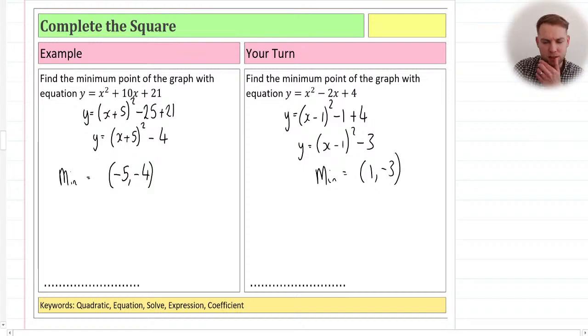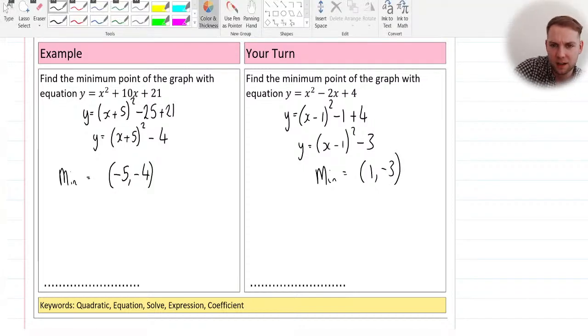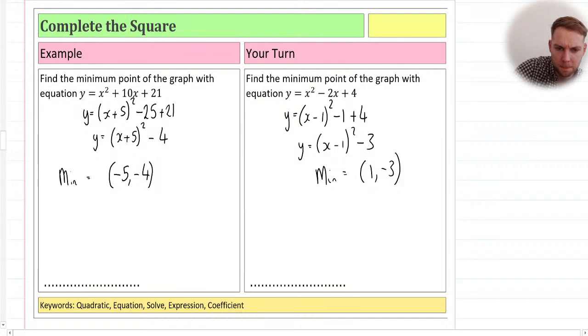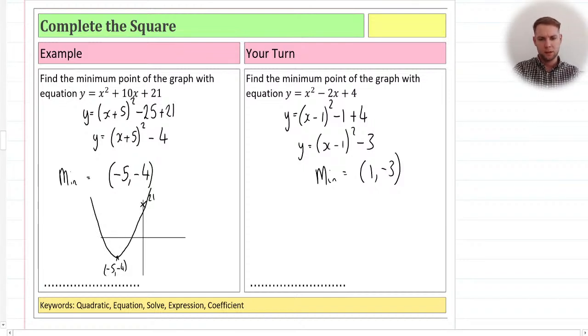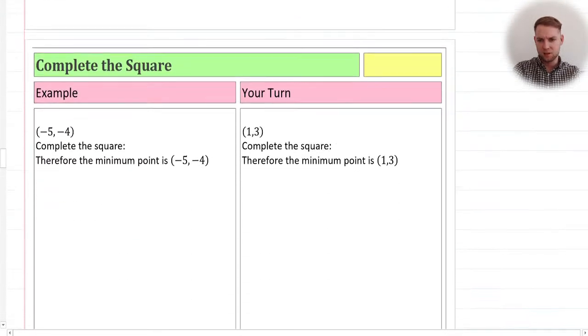And I can draw these if you wanted to. It would have been nice if you did give them a draw. I'll just draw this one here. So minus 5, minus 4. So negative 5 across, minus 4 down, which is here. Negative 5, comma, minus 4. And it's crossing at positive 21. So it's actually all the way up here, isn't it? Positive 21. And it looks like this. Brilliant. So let's have a quick look. Yeah, super.